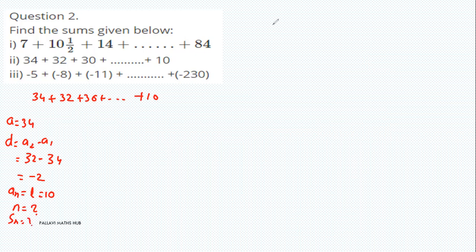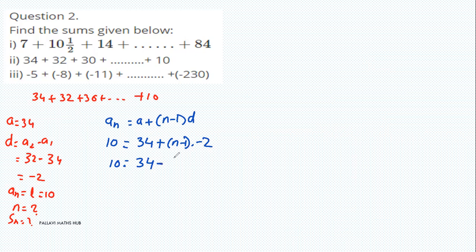Substitute the values. First find out the N value using the given terms. So An is equal to A plus N minus 1 into D. The value of An, which is 10, is equal to the value of A, which is 34, plus N minus 1 into D, which is minus 2. So in the next step, 10 is equal to 34 plus N minus 1 into minus 2.